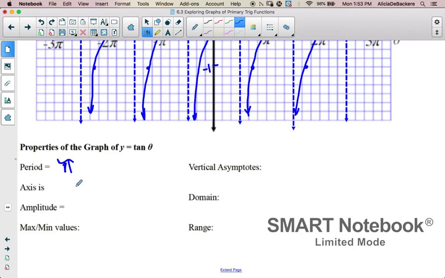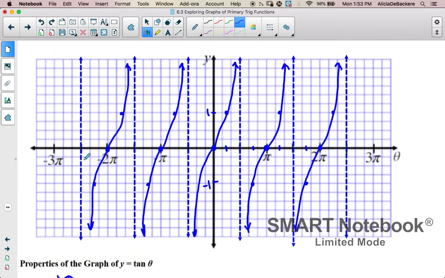And then the axis of the curve, I still am going to talk about an axis, and it's going to be where the center of that curve is. Vertically, the center is right here on the x-axis again. So the horizontal line that cuts through the curve is at y equals 0.